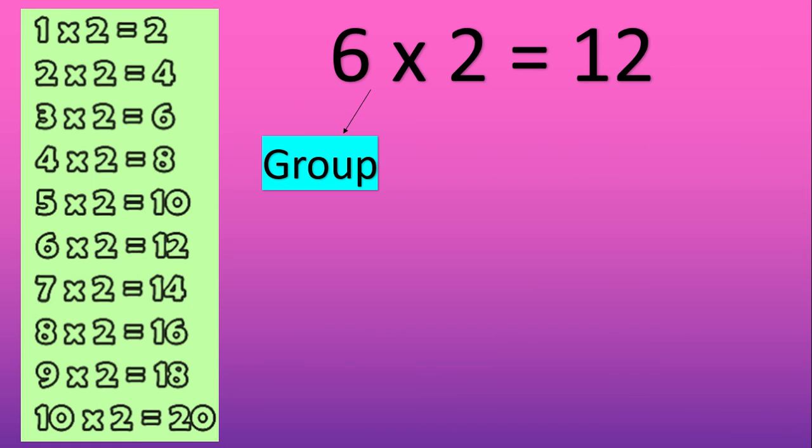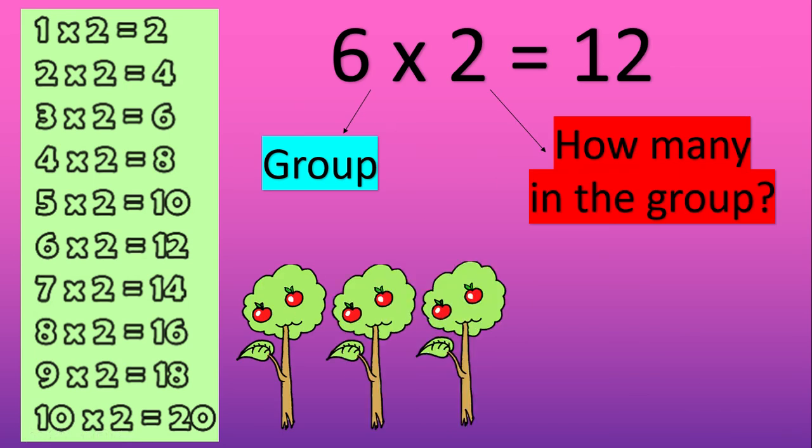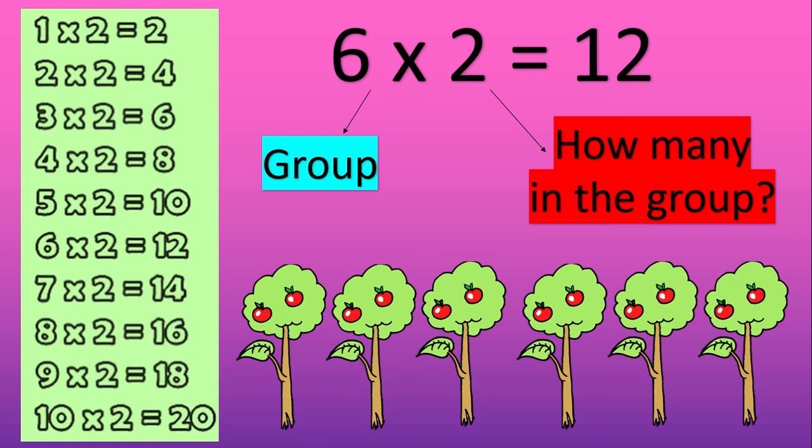6 times 2 means we have 6 apple trees with 2 apples in it. 2, 4, 6, 8, 10, 12. See, we have 6 groups. 1, 2, 3, 4, 5, 6. 6 groups, and in each group there is 2 apples. So that's how we know we have 12 apples altogether. Therefore 12 is the answer.